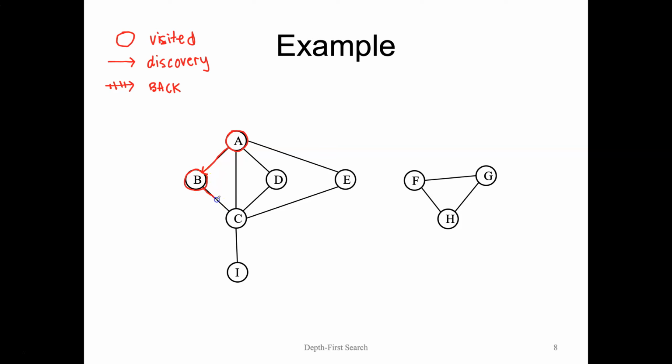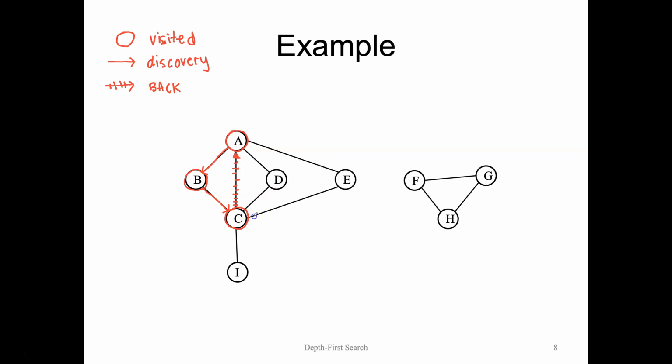C hasn't been visited, so we mark this as a discovery edge. Now we call DFS on C, which means we visit C, and C has a few edges to consider. We've got going to A, D, E, or I. So again, let's choose the one that goes to a vertex earlier in the alphabet, which is A. But A we've already visited, so this is our first back edge that we encounter. So this is a back edge going back to vertex A.